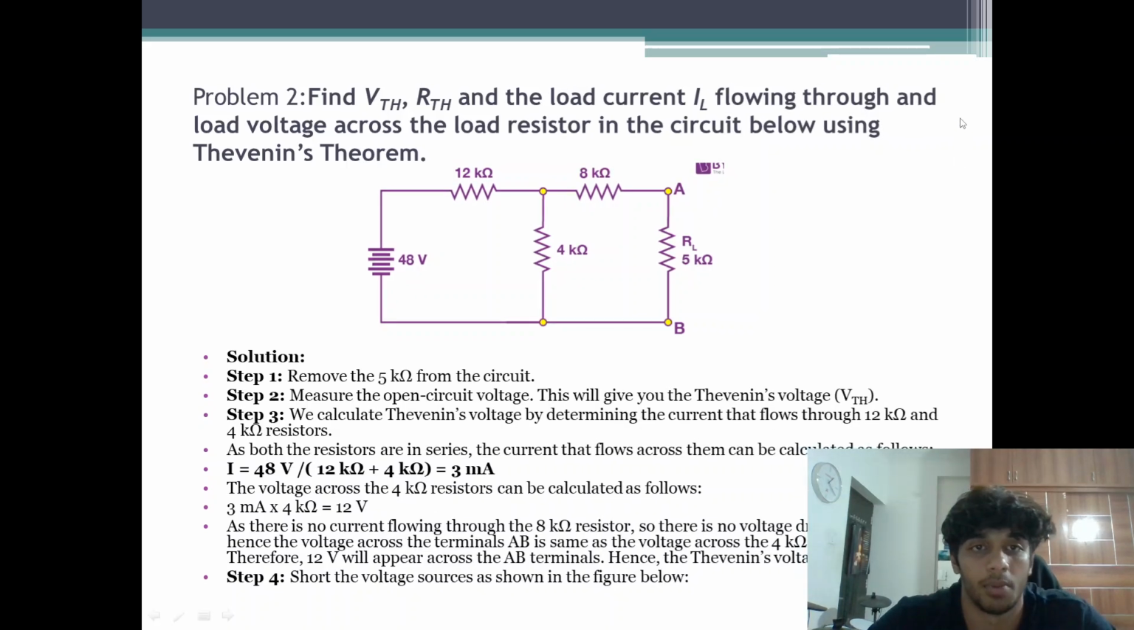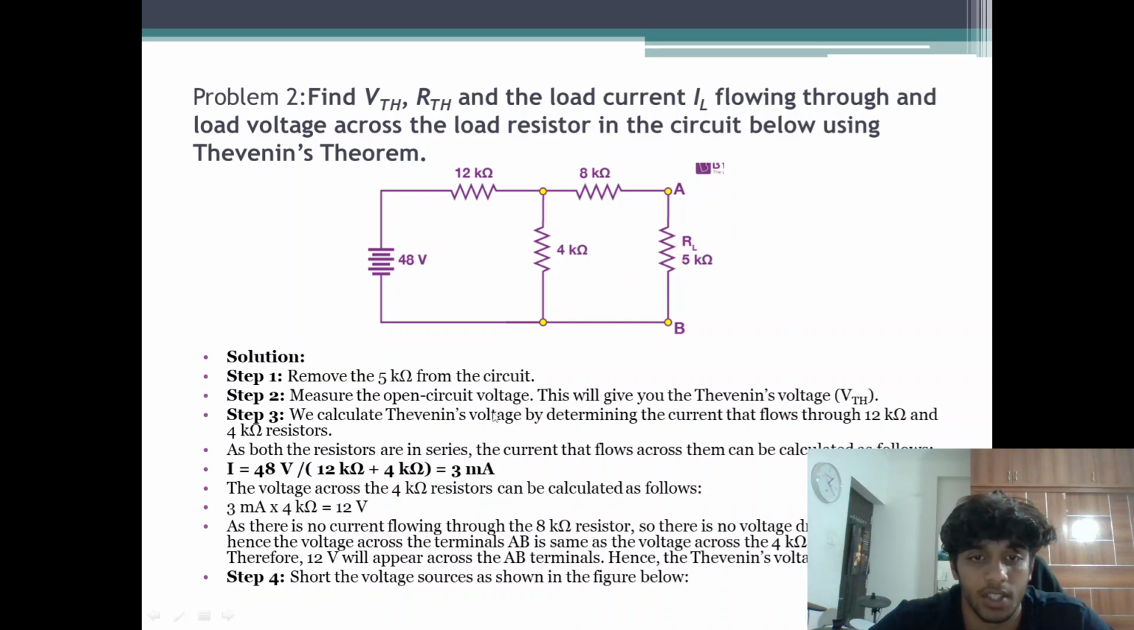So in this problem, we've got to find VTH, that is Thevenin's voltage, Thevenin's resistance, and the load current IL flowing through the load, and the voltage across the load resistor in the circuit below using Thevenin's theorem. So we're going to follow this question and break the whole question down step by step. So step 1 is to remove the 5k resistance from the circuit. So I think this is what we've removed from the circuit.